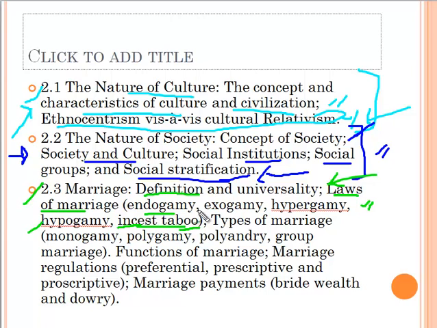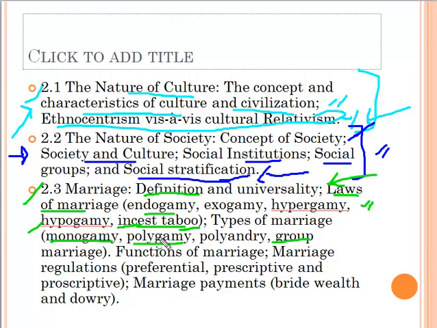This is very interesting. Then types of marriage, there are different types like monogamy, polygamy, polyandry, group marriage. In monogamy, a single person marries another single person of the opposite sex. Then polygamy, a single person may marry more than one person. Then polygamy and polyandry. Polygamy means when a woman marries different men. Then polyandry, when a man marries more than one woman. Then group marriage is also there.